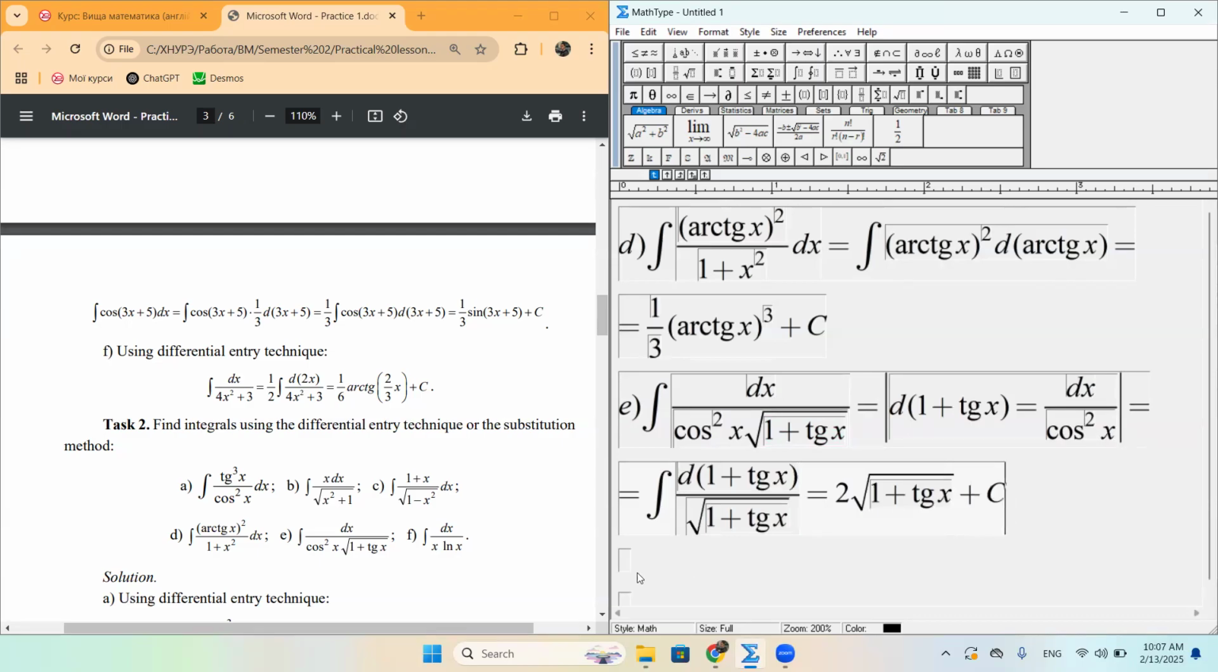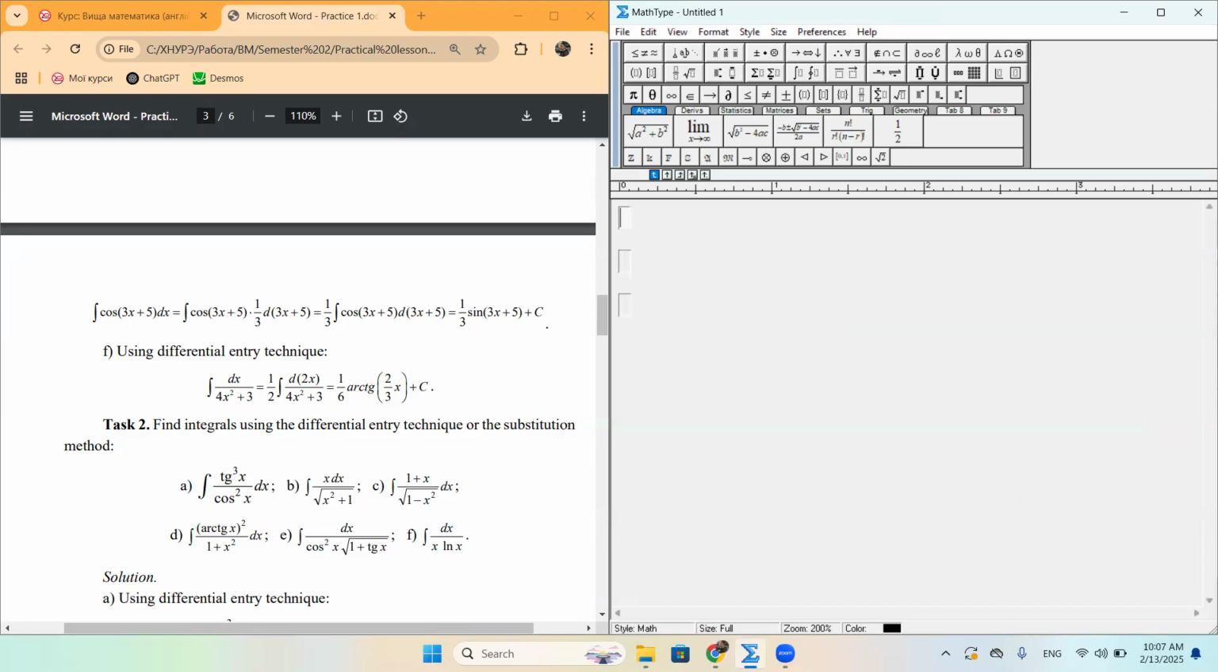So now let's solve one more example, f. I'm open for your suggestions and comments on how to simplify this integral. What can be moved under the differential?